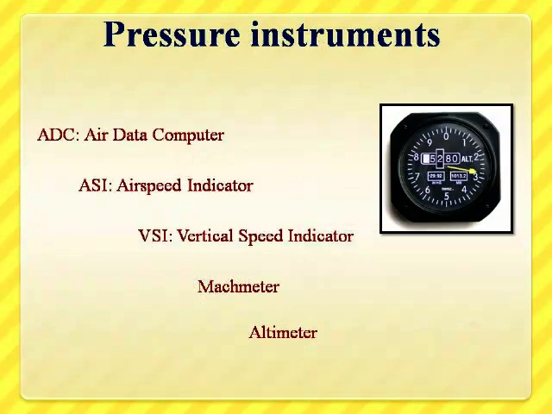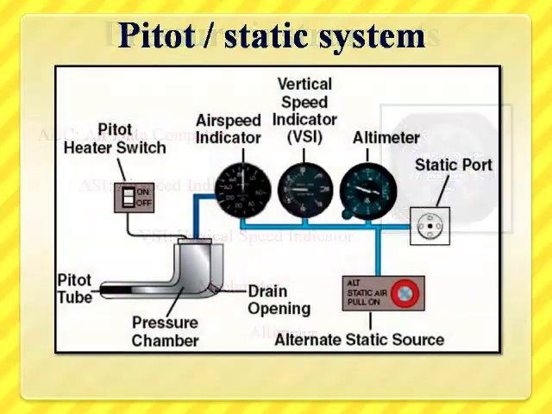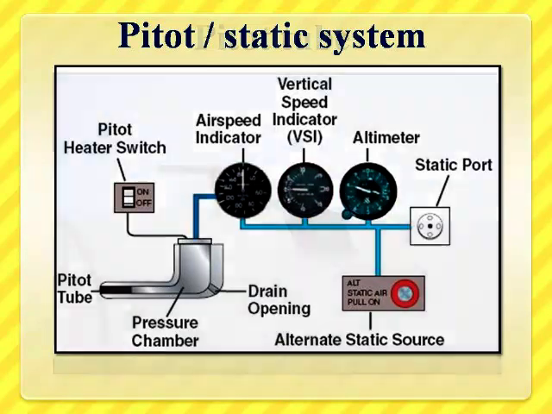And in addition to this, people have been using some other indicators like ADC, air data computer, air speed indicator, vertical speed indicator, Mach meter, altimeter, like this. And here in this diagram you can see all of them together as a front panel in this case, which work on pressure systems. So for this we were using a pitot tube, and all these meters were aligned as airspeed indicator, vertical speed indicator, altimeter, and alternate static source is provided for this purpose.